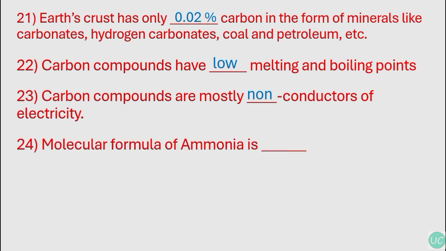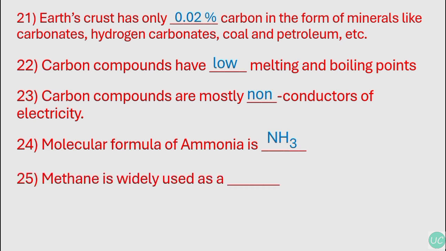24th, the molecular formula of ammonia is NH3. Now do not get confused that it is NH4. Many students write NH4, but that is not true. NH4 is an ammonium ion. NH3 gains one hydrogen and becomes the NH4 plus ion, so ammonium ion. But ammonia, the neutral form, is NH3.